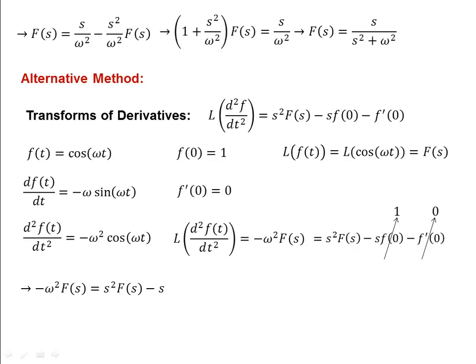If again I bring F(s) to the left hand side of the equation, I will have s square plus omega square times F(s) equal to s. Thus F(s) is equal to s over s square plus omega square, which is the end of proof of this relation.